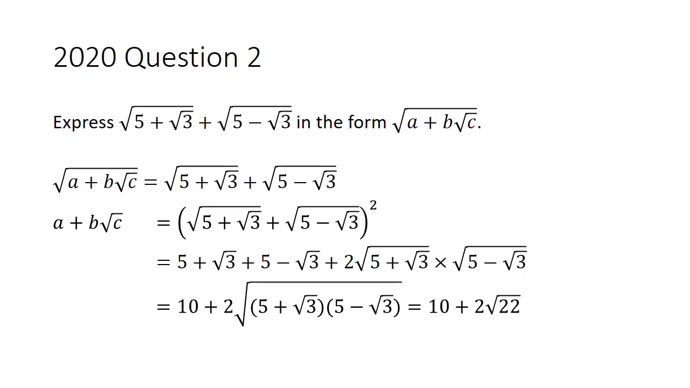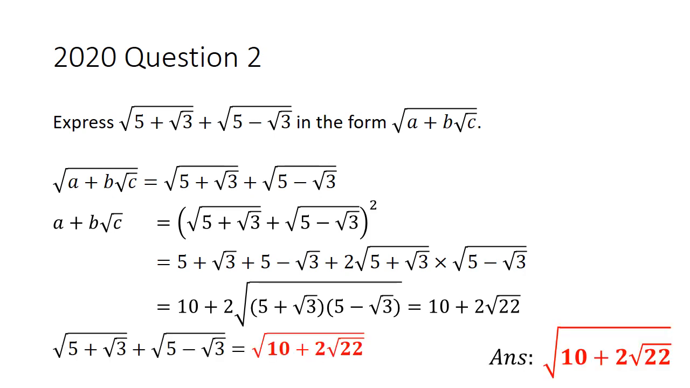Now, what we want is not a plus b root c. What we want is square root of a plus b root c. So by square rooting both sides again, we'll get an answer of square root of 10 plus 2 root 22.